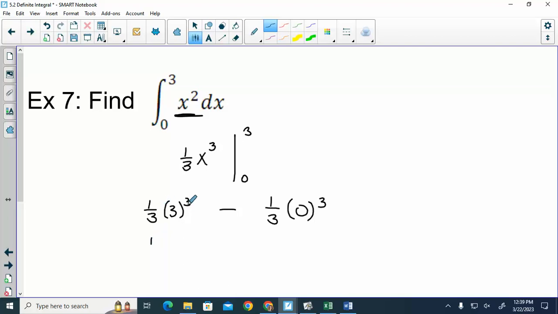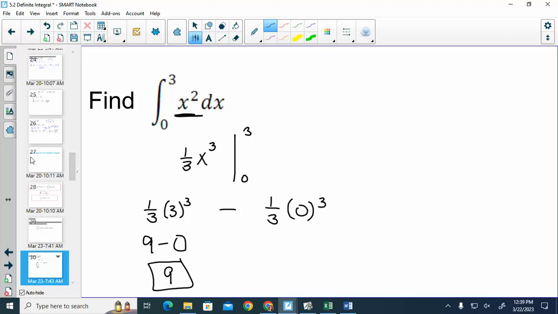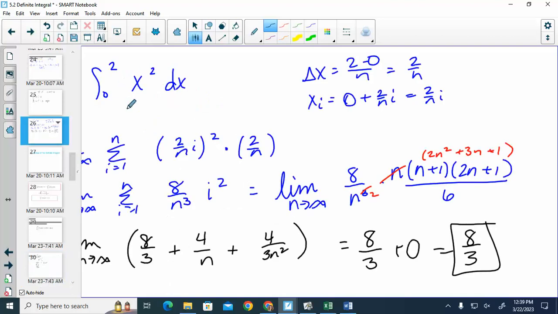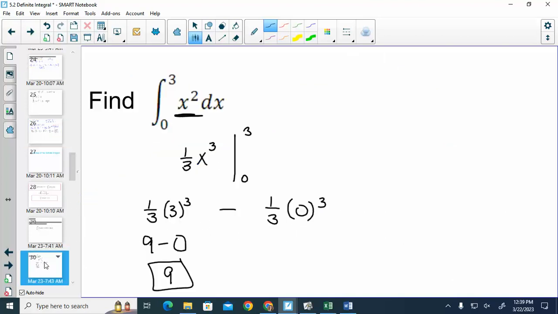Yep, 1/3 times 27, so 9, minus 0, so the value of this integral is 9, which is the same answer we would have gotten if we had worked it out like we did on this one, using the whole limit and summation thing. This is a much shorter option.